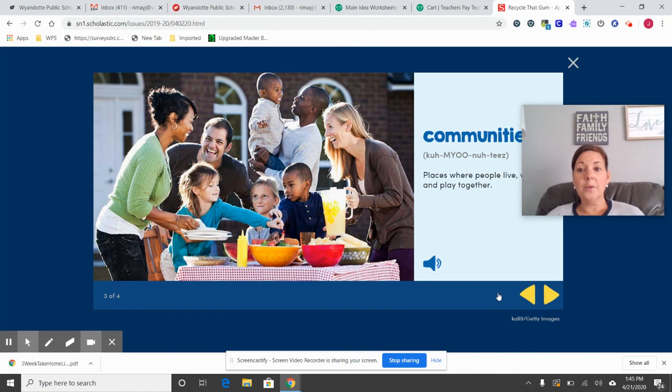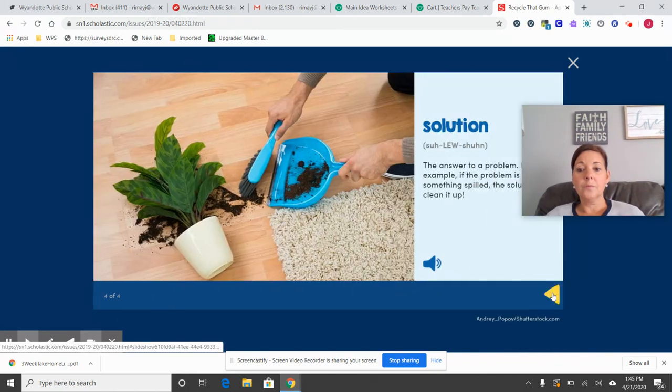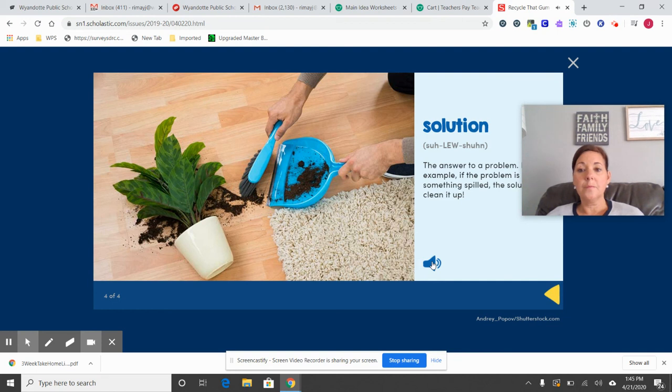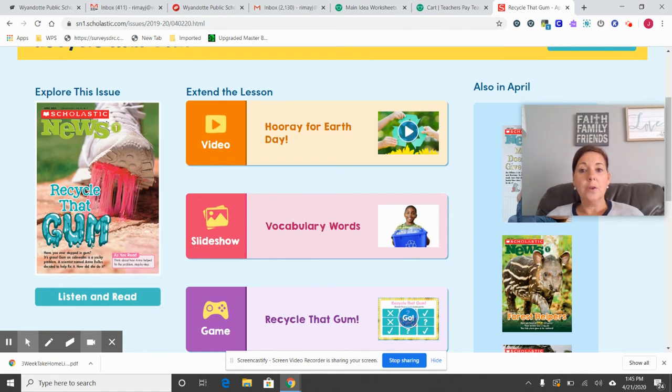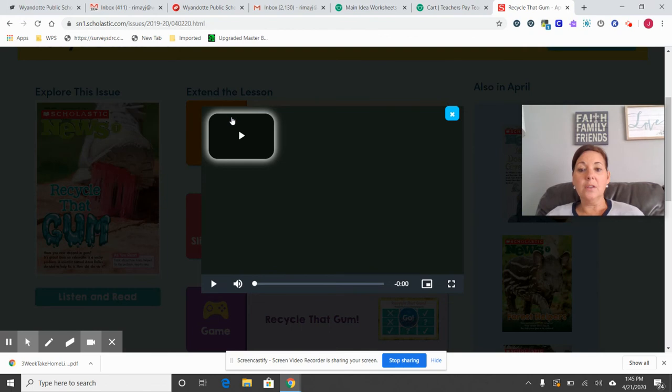The next word is communities. Communities. Places where people live, work, and play together. And the last word is solution. Solution. The answer to a problem. For example, if the problem is that something's spilled, the solution is to clean it up. Okay, so that was our last vocabulary word, and we will hear those words in our story as we read. The next part, we always watch the video second. So let's take a look at the video.